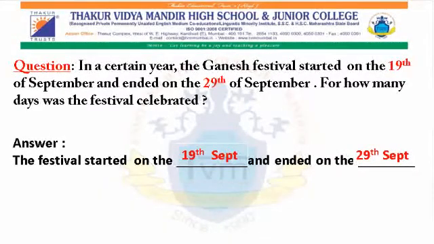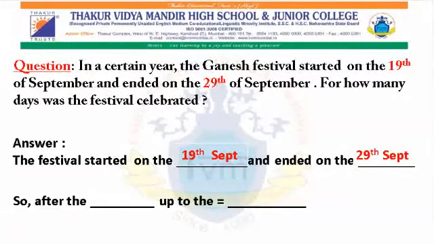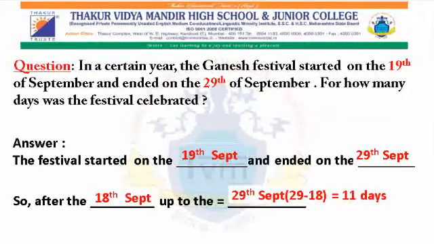Now why instead of 19, 18 is written? Because the word says up to. So till 18. We have to start calculating after 19th. Correct? So we will not count 19th of September. For the calculation we need the one day prior. So 29 minus 18 is 11 days. Yes, you are correct. The festival was celebrated for 11 days.